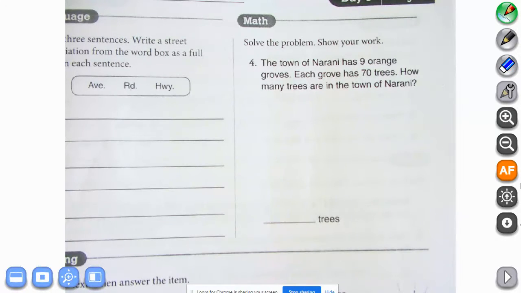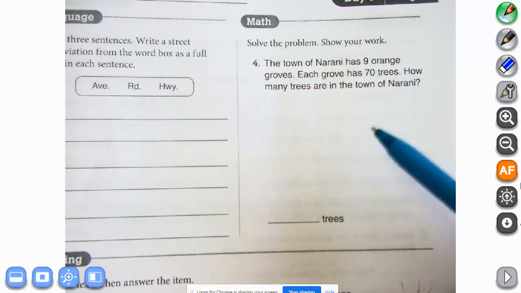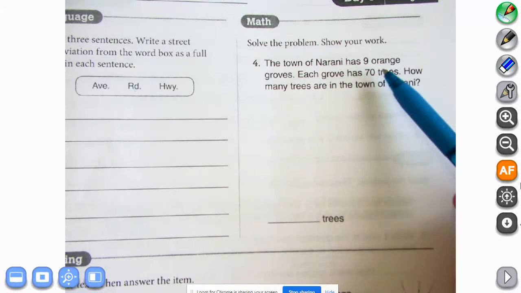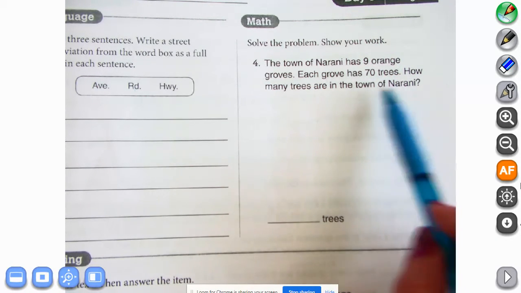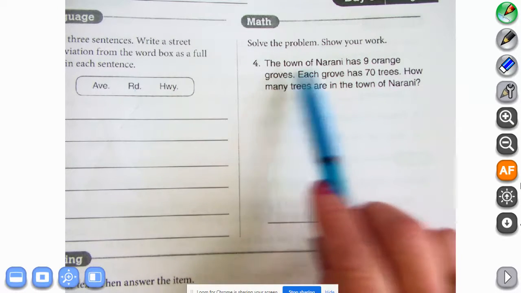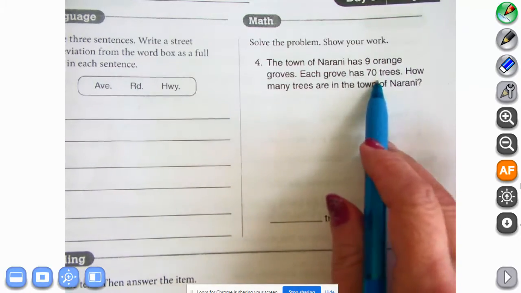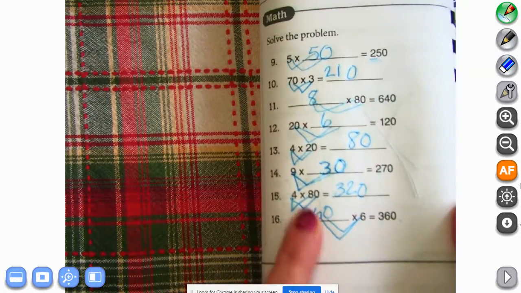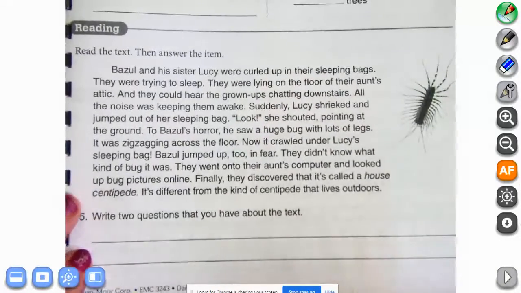Number 4. And it looks like you need to have 3 full sentences. Number 4 says, solve the problem, show your work. The town of Narani has 9 orange groves. Each grove has 70 trees. How many trees are in the town of Narani? Okay, the town of Narani has 9 orange groves. Each grove has 70 trees. How many trees are in the town of Narani? Little hint on this one. Think this way. Think of problems like this when you're doing this one. All right? And at the bottom, write 2 questions that you have about the text.